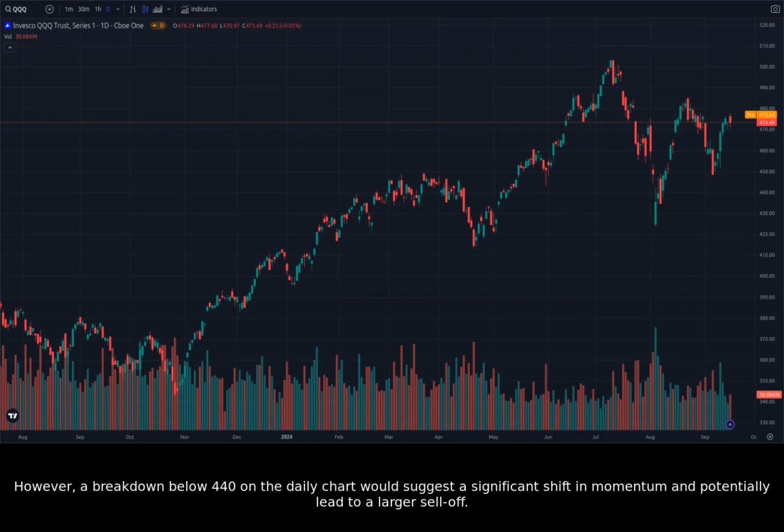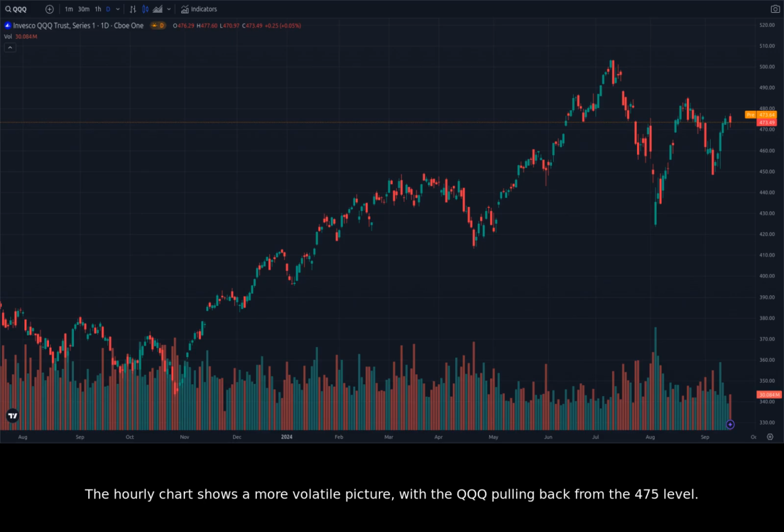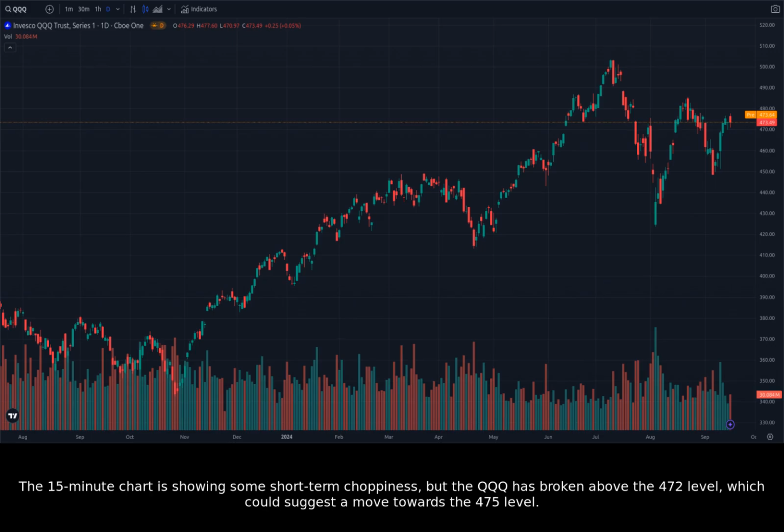a larger sell-off. The hourly chart shows a more volatile picture, with the QQQ pulling back from the 475 level. A break below 470 on the hourly chart would indicate a potential reversal of the current trend. The 15-minute chart is showing some short-term choppiness, but the QQQ has broken above the 472 level, which could suggest a move towards the 475 level.